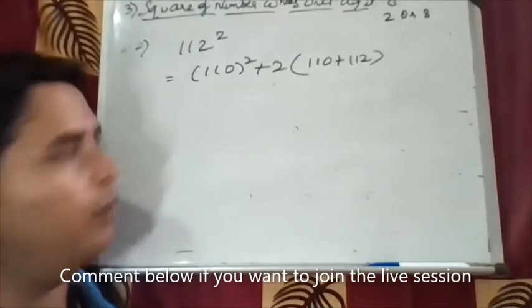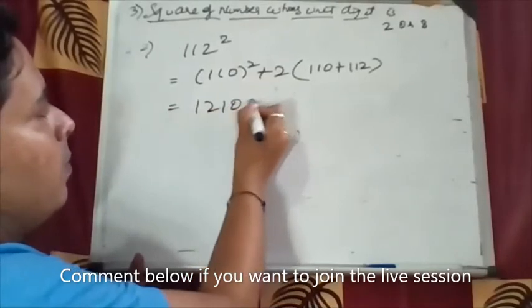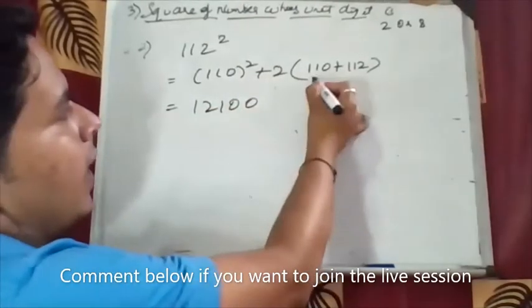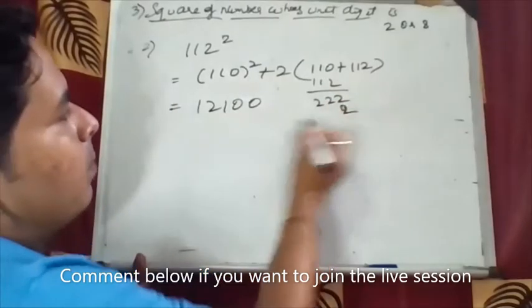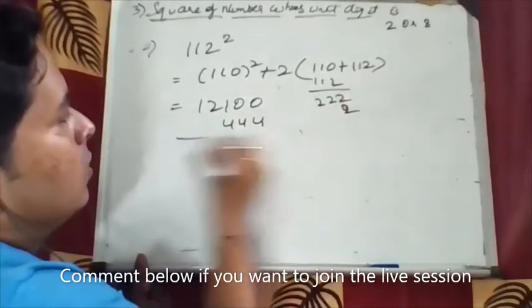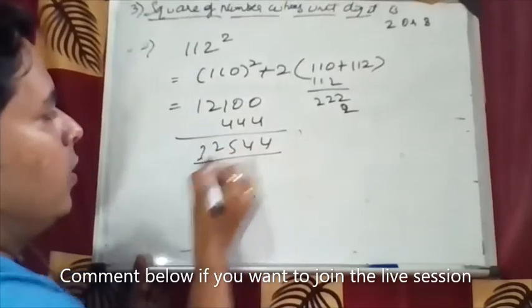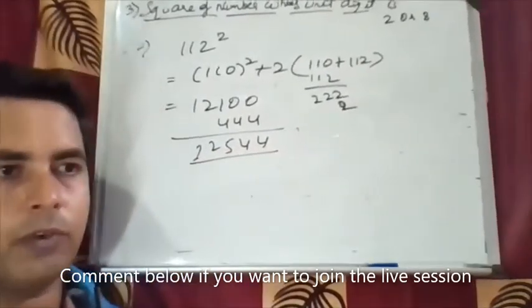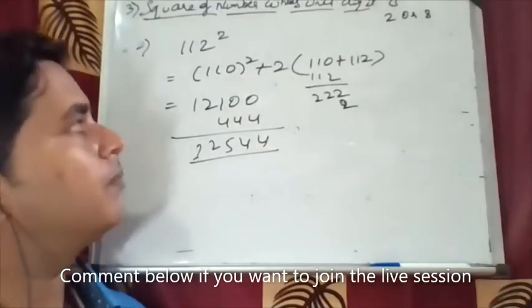110 squared, what will be the answer? 12100. And here add this, 110 plus 112 is 222, and if you multiply by 2 that is 444. So you'll get the answer as 12544.